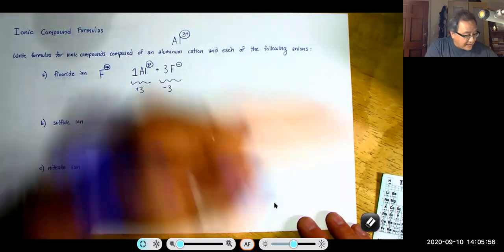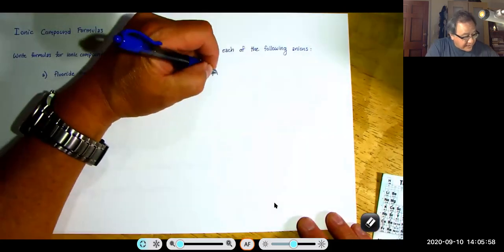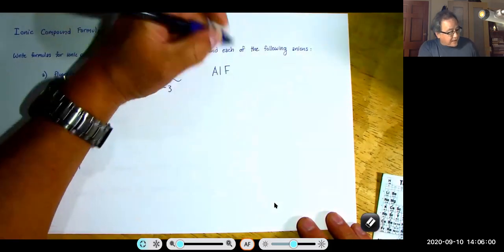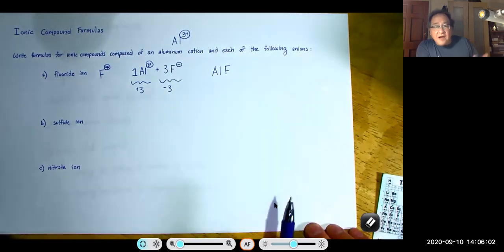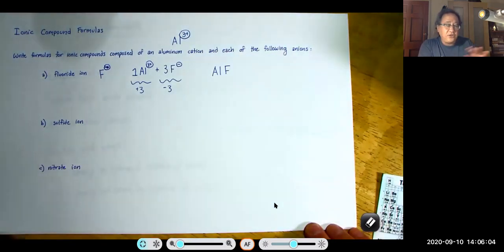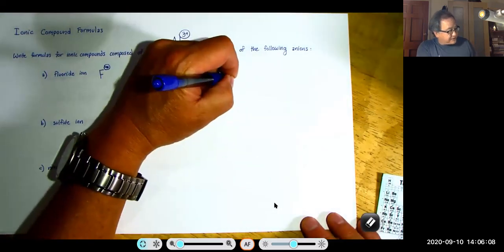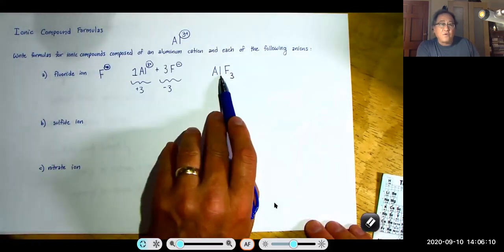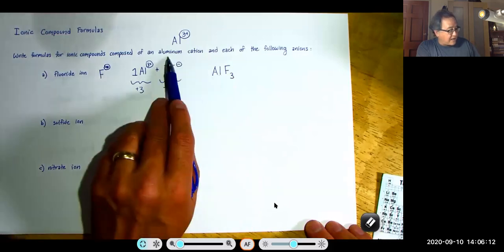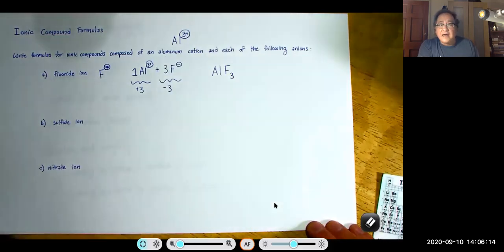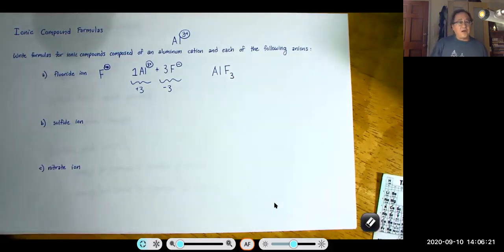So if I know I need 1 aluminum and 3 fluorides, how do I write that out? You always write the cation first, the anion second, and then you put how many of each after the symbol. If there's 1, you don't write anything. That's default. So this is the compound formed from an aluminum cation and fluoride ions, AlF3.